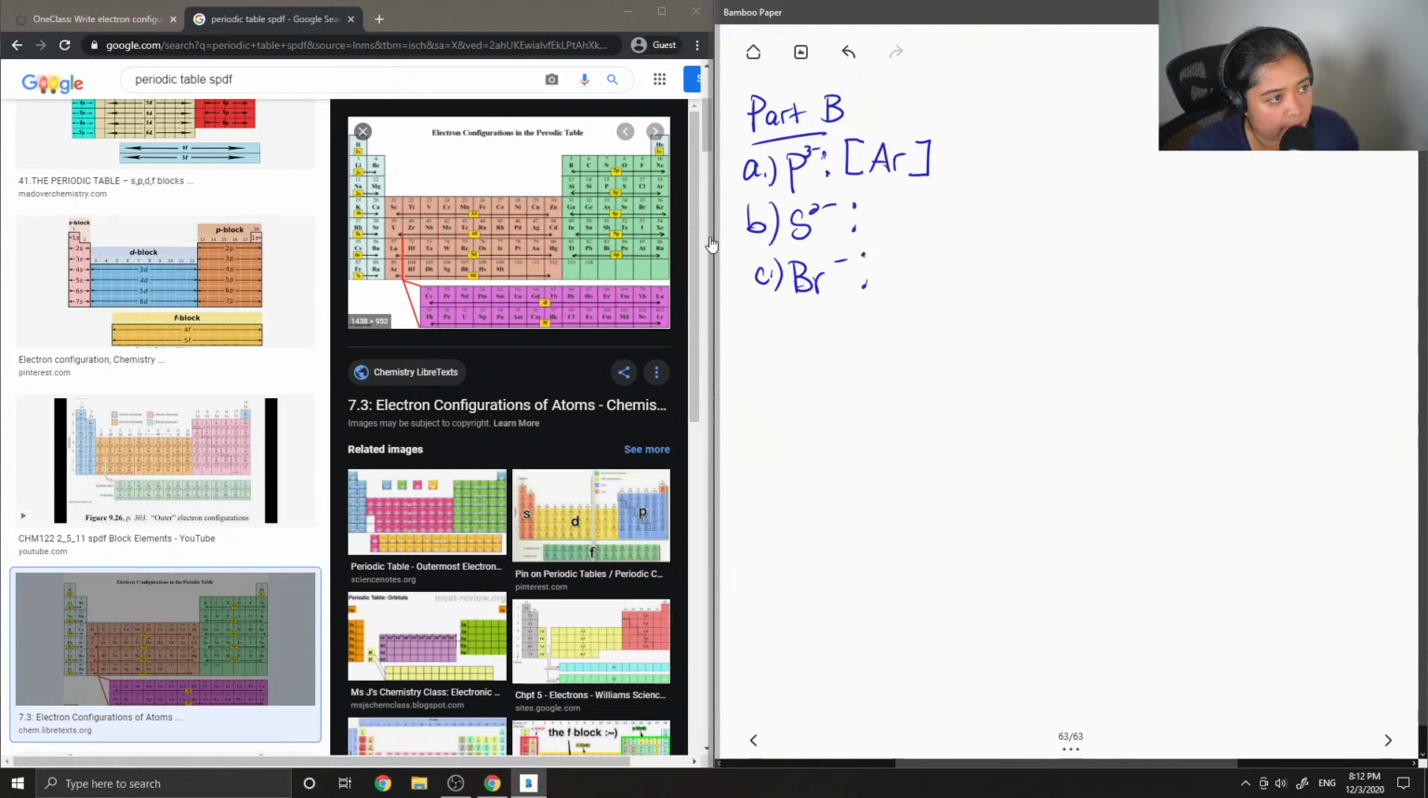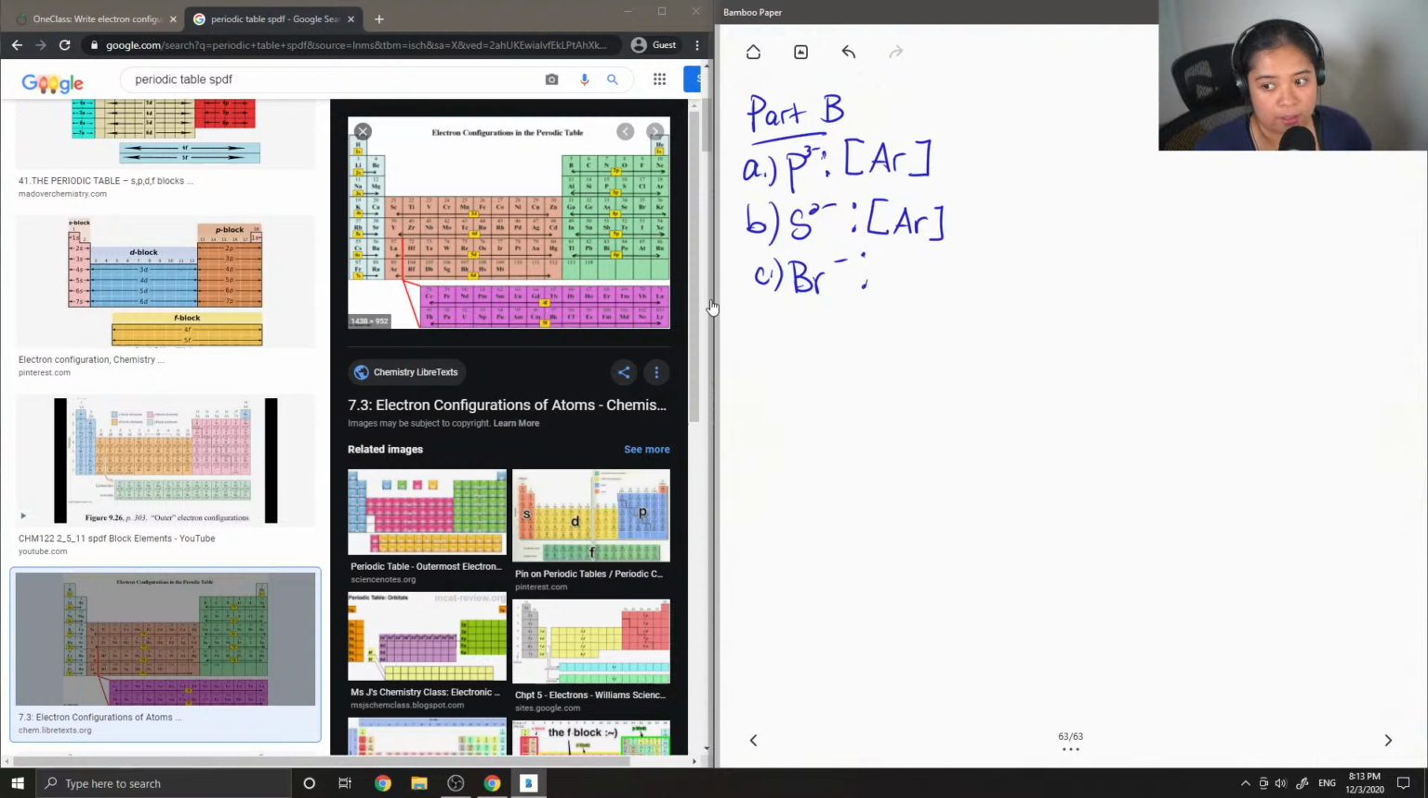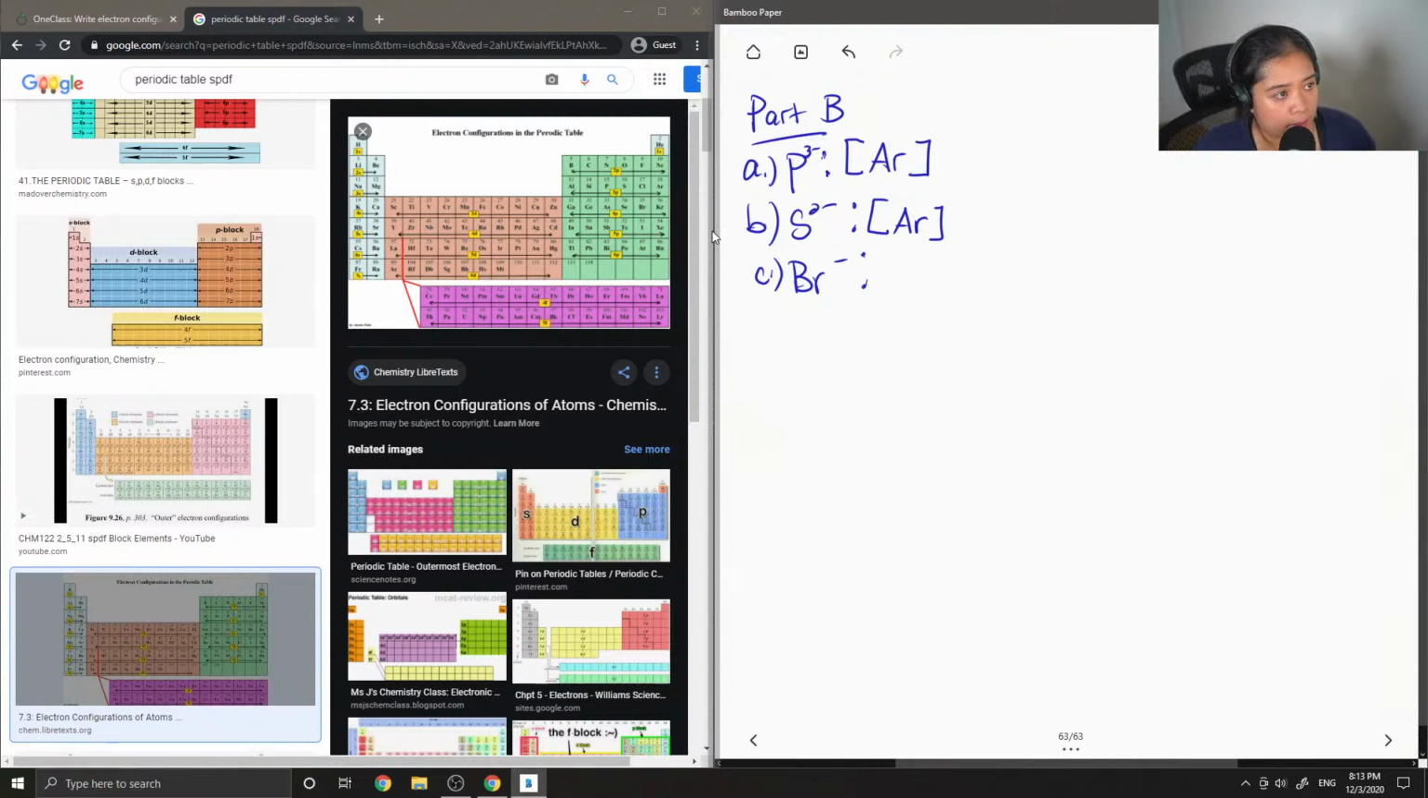For sulfur, it is found here. It has a 2 minus charge, so I'm going to add 2 electrons, and it is also the same electron configuration as argon. Then lastly, we have bromine, which is here, atomic number 35. And when you add another electron, it has an electron configuration that is equal to krypton.